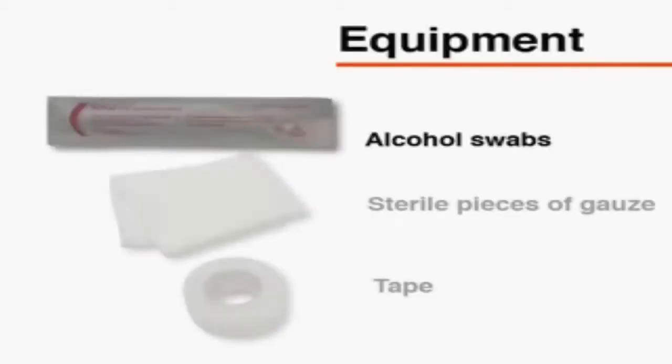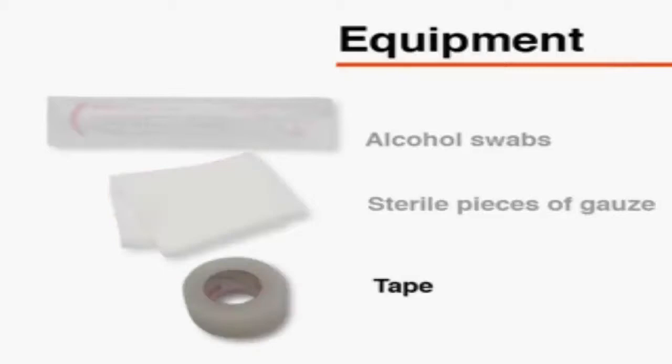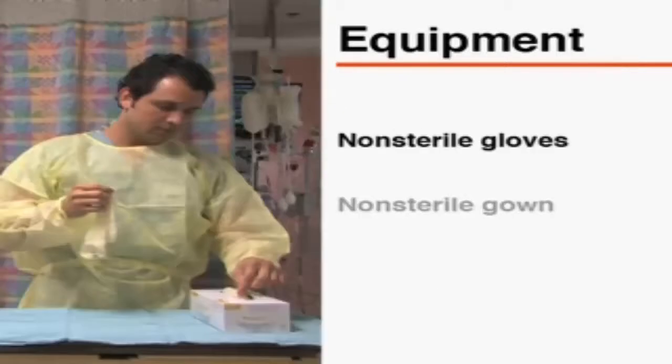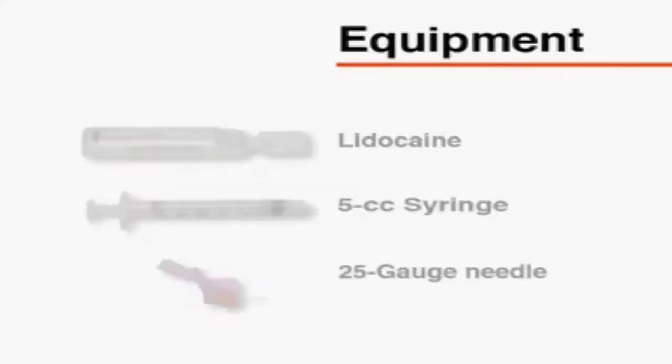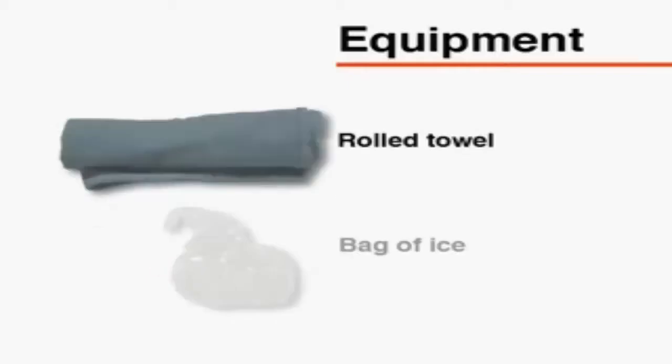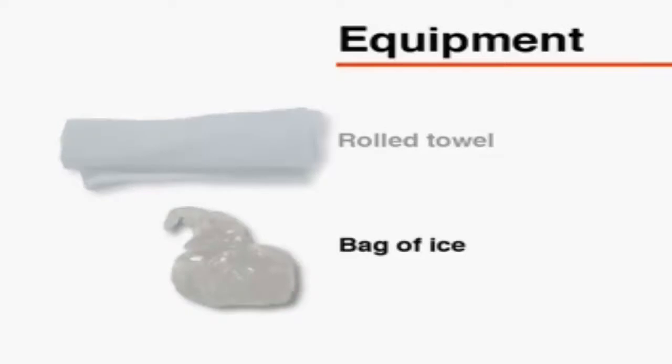You will also need the following: alcohol swabs, sterile pieces of gauze, tape, non-sterile gloves and a non-sterile gown, 1% lidocaine without epinephrine for local analgesia, a 5 cc syringe with a 25 gauge needle, a small rolled towel to place under the wrist, and a bag of ice in which to transport the sample to the lab, if required.